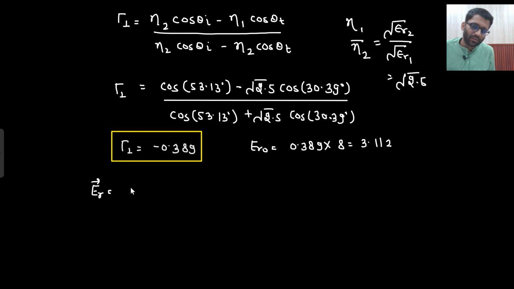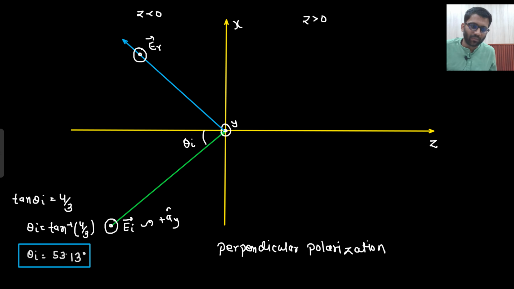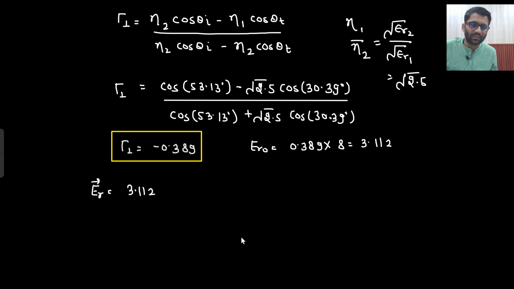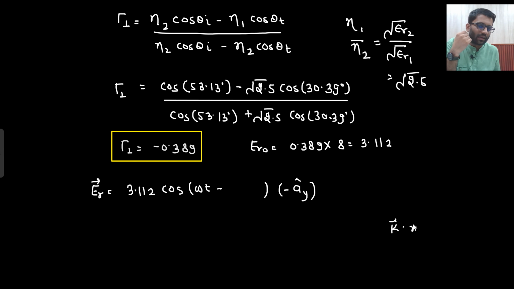3.112. So the magnitude will be 3.112. Now, a very interesting thing will come. What is that? Cos omega t minus... what do you think you will write down here? Here I know that it will be minus a_y cap. And here, what do we write? K dot r, right? This is what we write here.